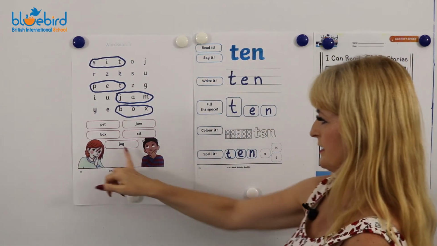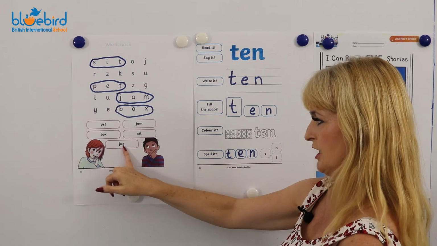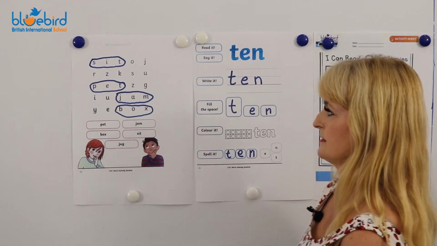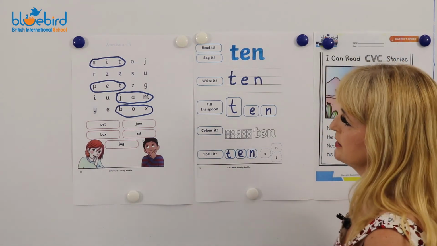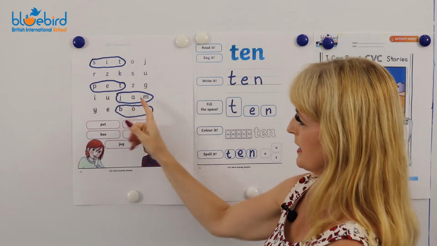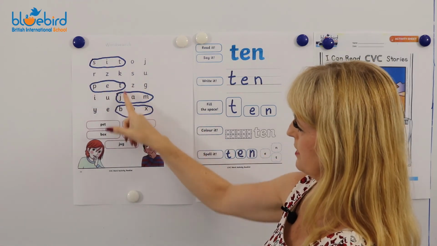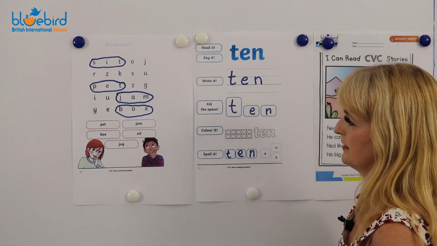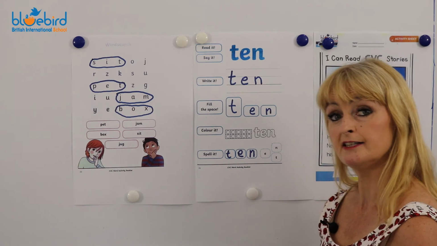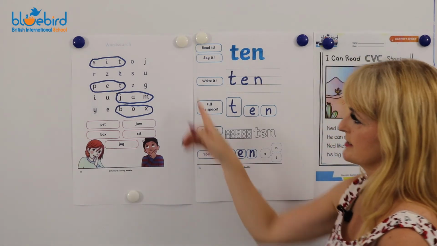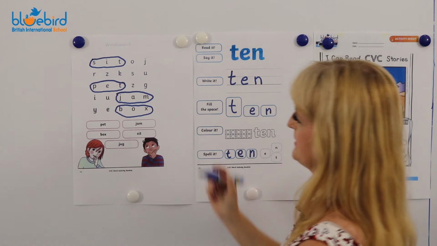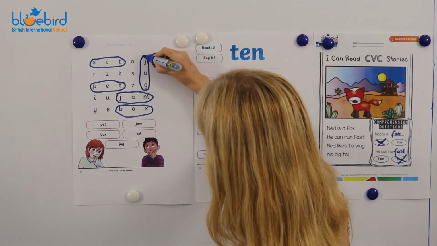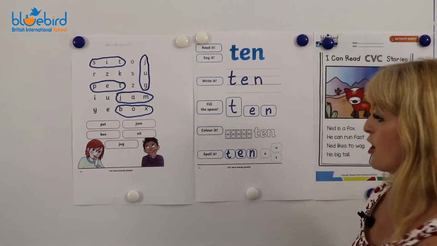Okay, and then the last one, jug. Let's see, can we find our jug? Remember it can go across and it can also go down for our word search. Can you find it? Have you found it? Look, it's hiding here. Our naughty words are hiding inside our word search and we have to find them all out. Perfect. So that's our word search.